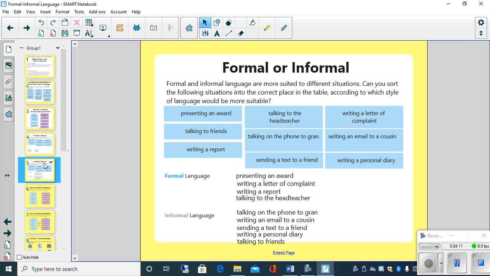Right, well done for having a go. Let's have a look then. So when would we expect to see these? Well, formal language: maybe presenting an award, writing a letter of complaint, applying for a job, writing a report, talking to a head teacher. And on the flip side of that, informal language: talking on the phone to your gran, writing an email to a cousin, sending a text to a friend, writing a personal diary, or just talking to your friends on a day-to-day basis. So well done if you managed to get those ones right.